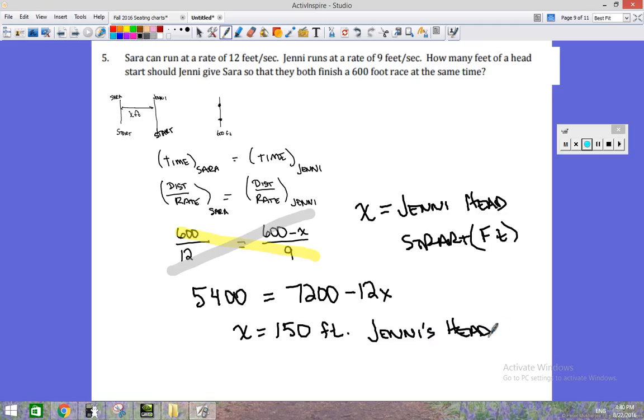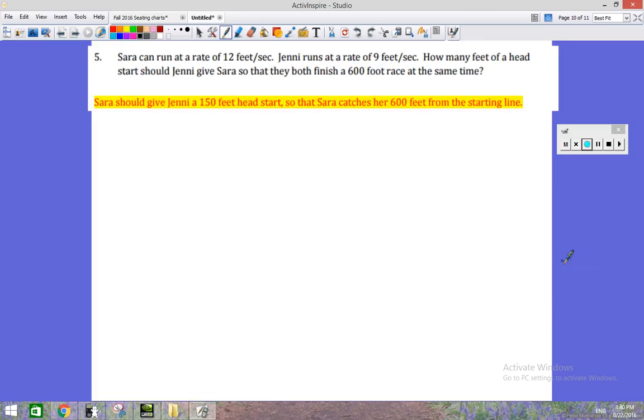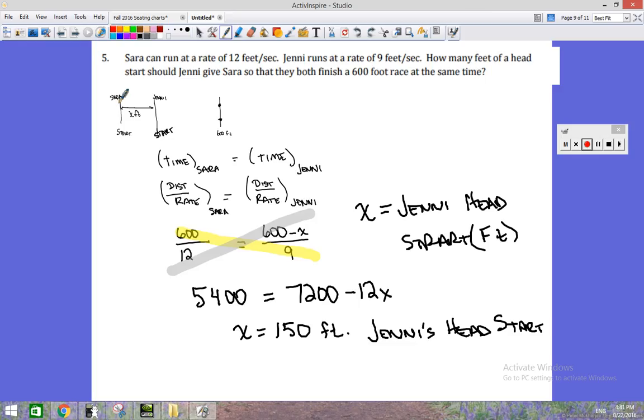So some type of a summary of that: 150. Sarah should give Jenny a 150-foot head start so that Sarah catches her 600 feet from the starting line. And that starting line we're talking about being the original starting line of the race, not Jenny's new starting line after giving that head start.